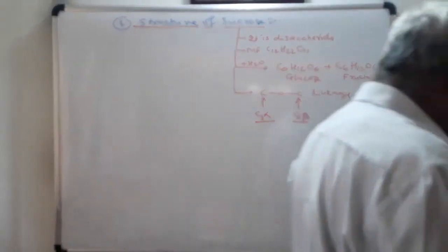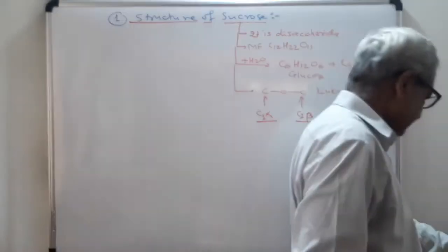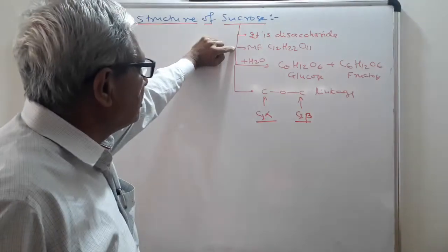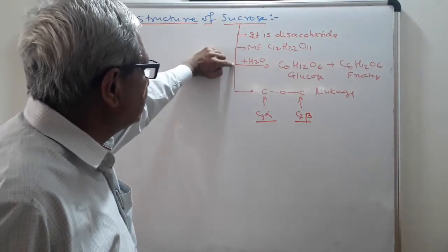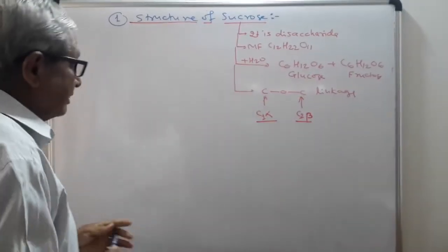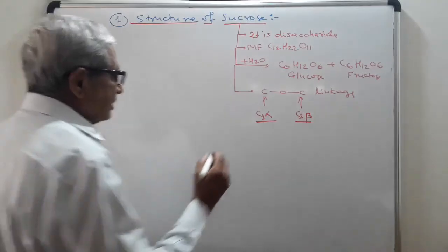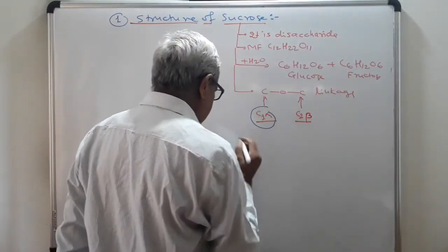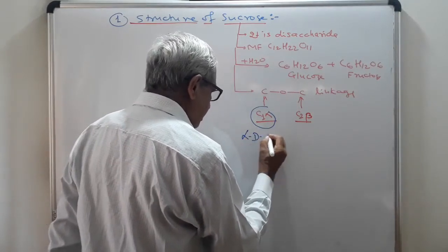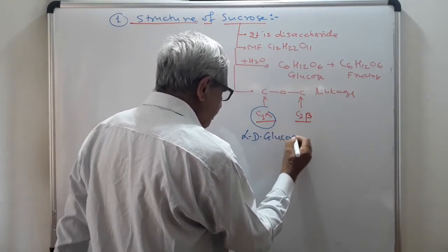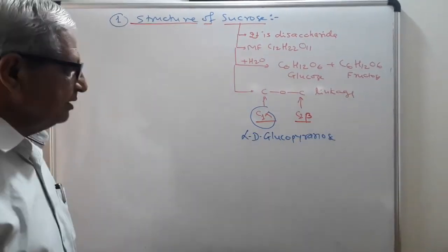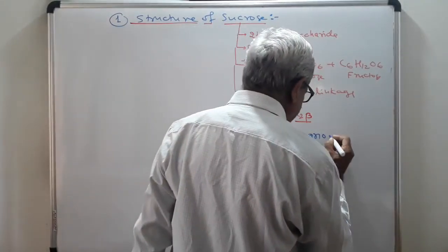Now I will explain this in detail. Structure of sucrose. Sucrose is a disaccharide, molecular formula C12H22O11. Sucrose on hydrolysis gives glucose plus fructose. Now you have to learn the structure. So first draw the structure of this one, alpha D glucopyranose. So I will first explain the term alpha D glucopyranose.